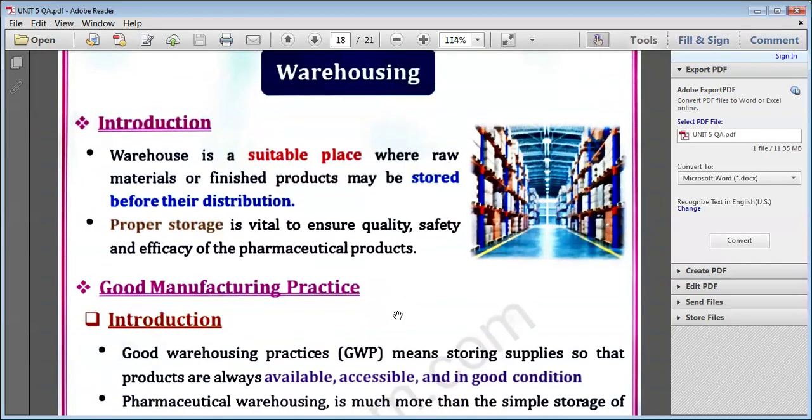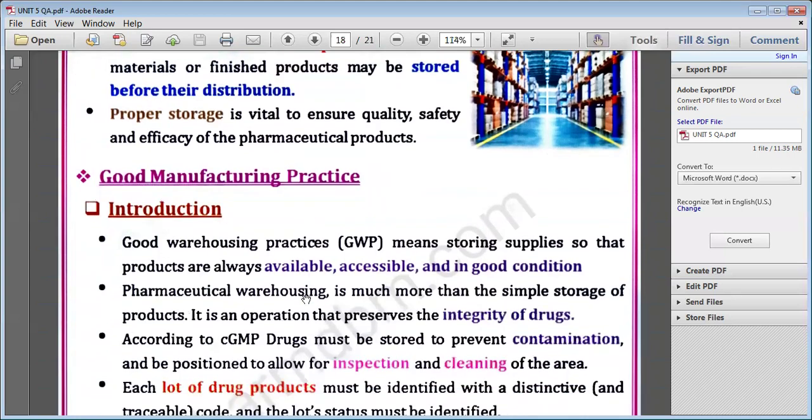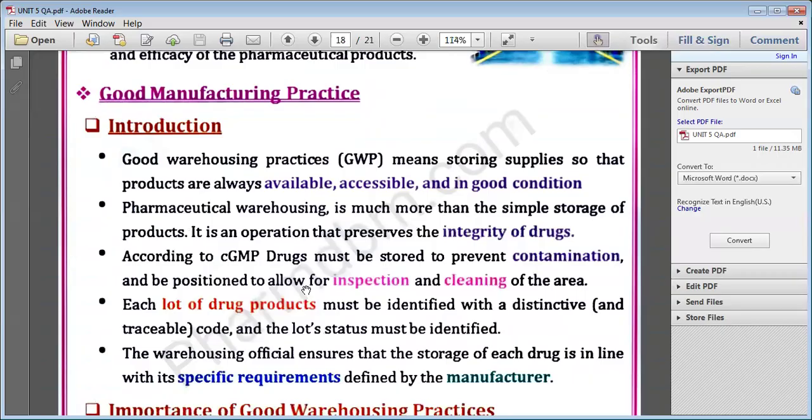Coming to the introduction part of the warehousing, a warehouse is a suitable place where raw materials or finished products may be stored before their distribution. Proper storage is vital to ensure quality, safety, and efficacy of the pharmaceutical products. All these should be made for good manufacturing practices. So good warehousing practices are also a part of good manufacturing practices.